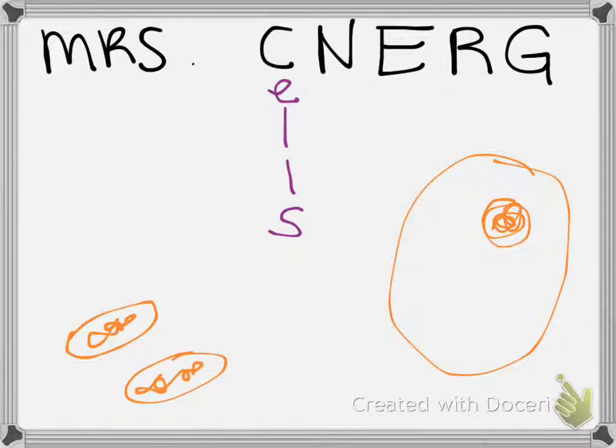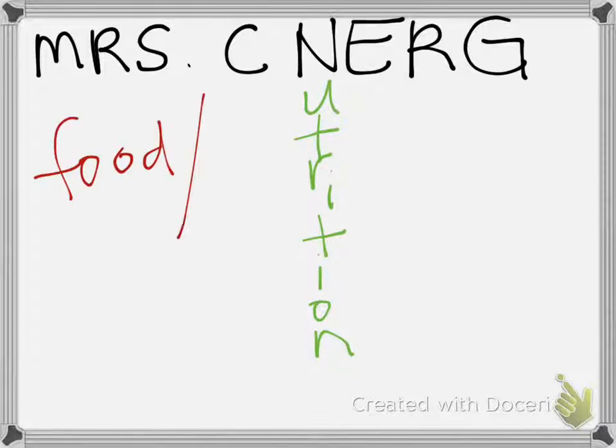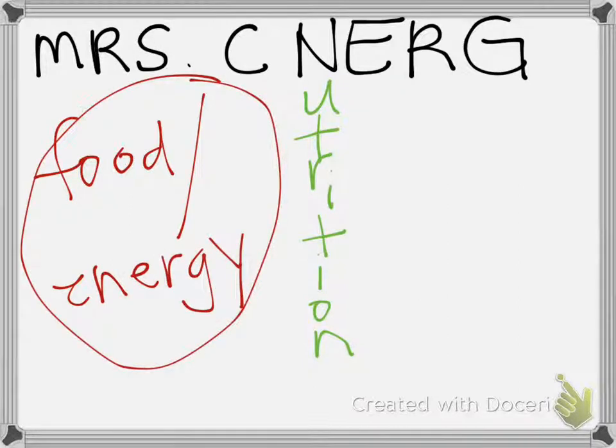No matter what type of cell you're made out of, all living things are made of cells. The cell is the smallest living thing that we can still say is alive. So as long as you know that, you're pretty good. Next, we have all living things need nutrition. So what nutrition basically means is you need food, and food gives you energy. So nutrition has everything to do with food and energy.